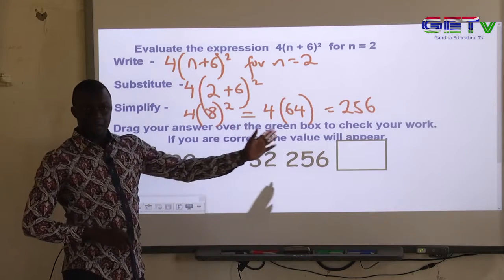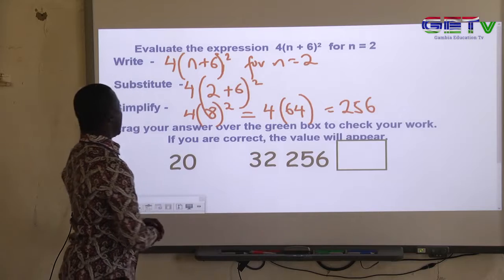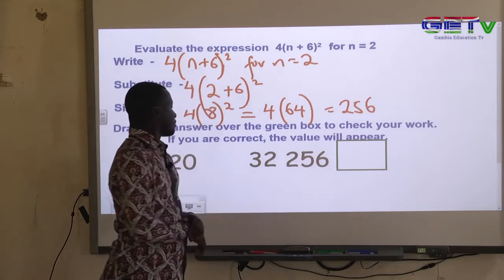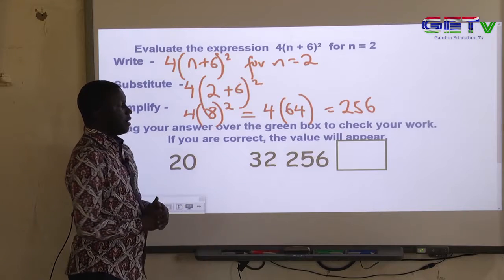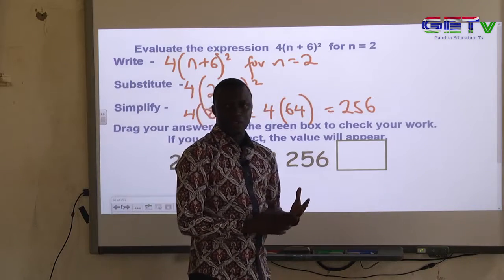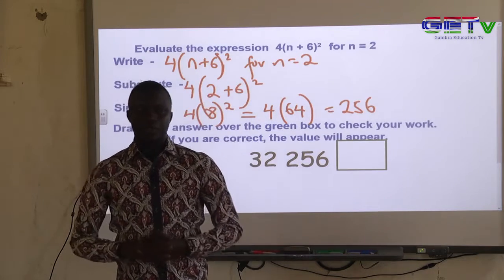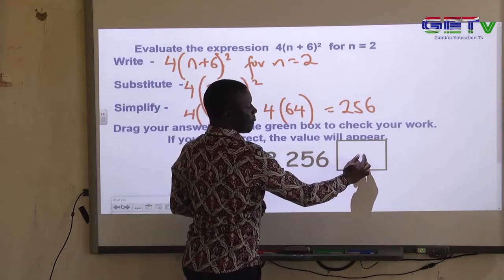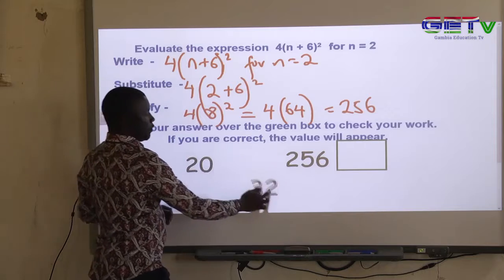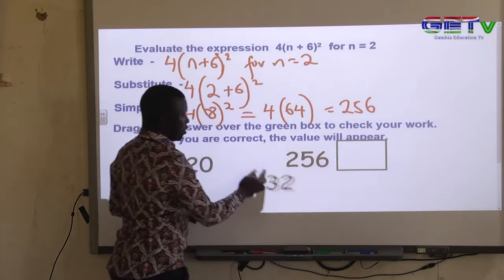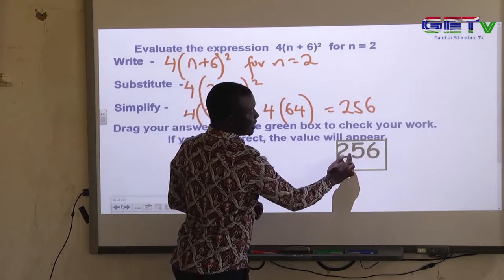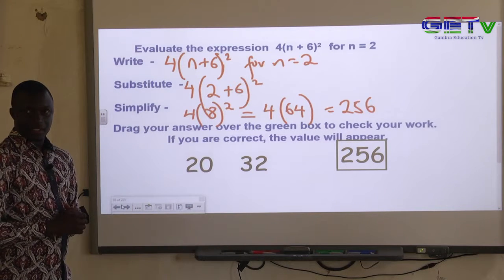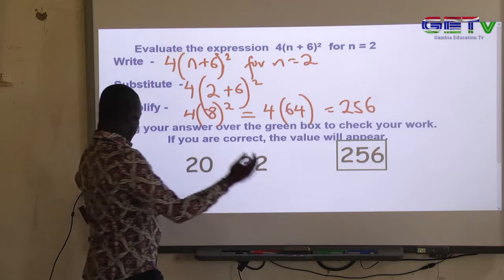Okay, we still have the magic box and we can make best use of it. Drag your answer over the green box to check your work. As we previously did, if it shows, it means your answer is correct. And if it doesn't show, it means your answer is wrong. We drag 20, it doesn't show. We drag 32, it doesn't show, meaning they are not correct. And we drag 256, and we have it there. 256 is our answer. Perfect.